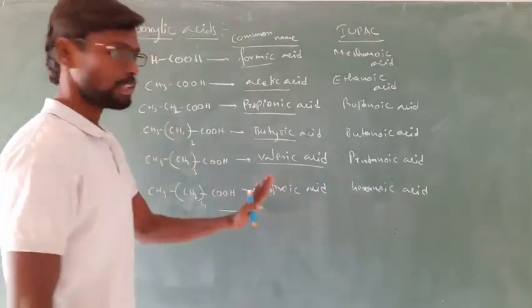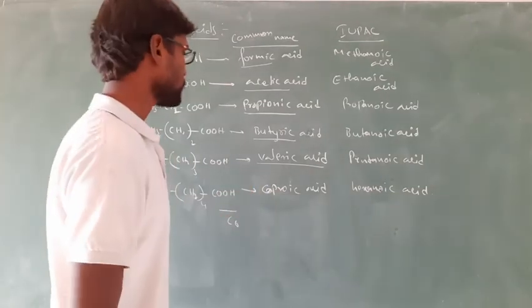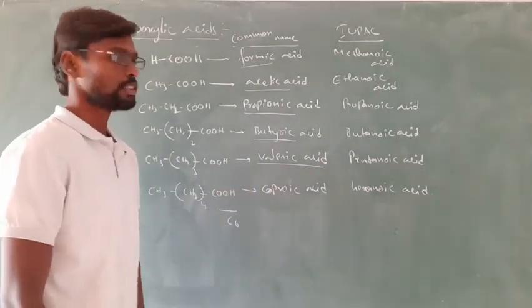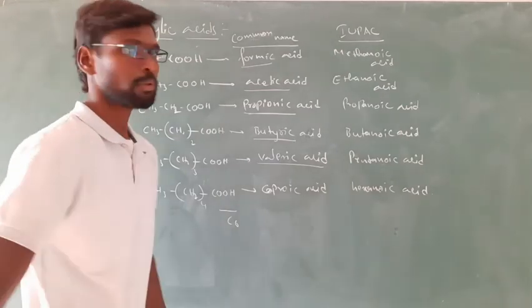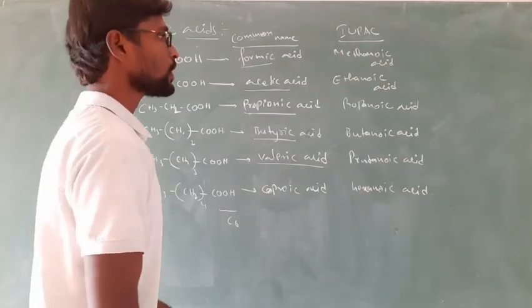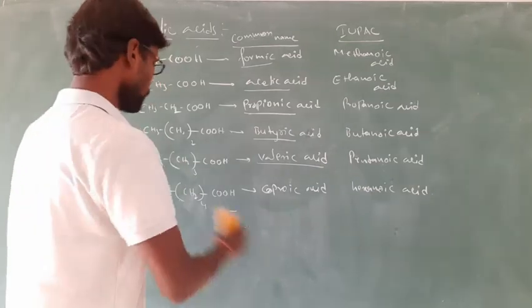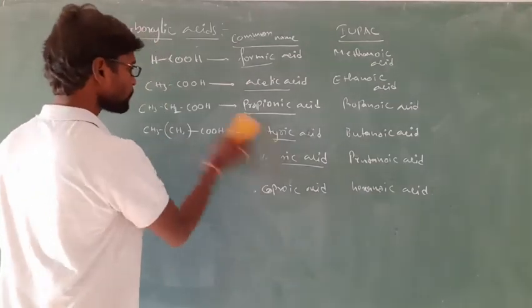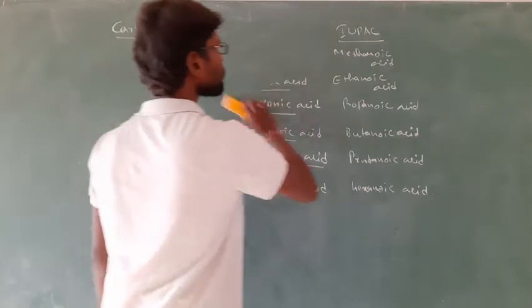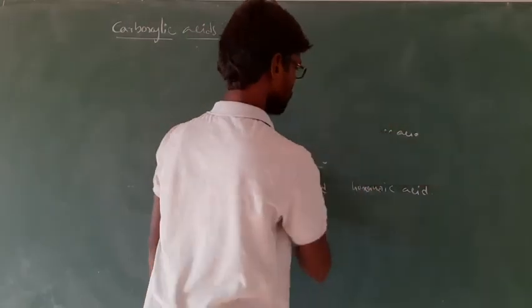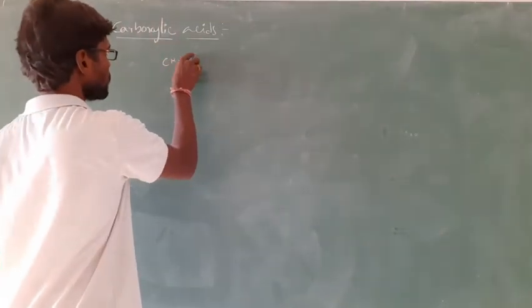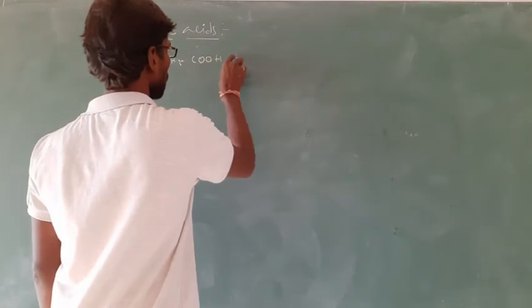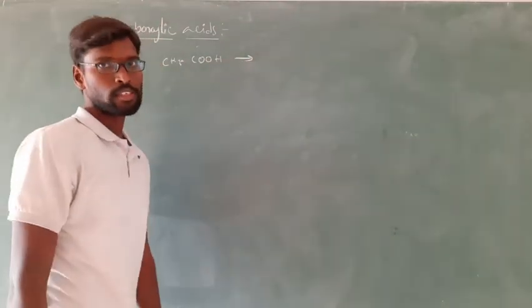So now we are discussing the names of these compounds. They are the basic carboxylic acids. Now we will discuss some different carboxylic acids, that means ones that have different names. So the first one you know very well, that is acetic acid, CH3COOH. Its common name is acetic acid.